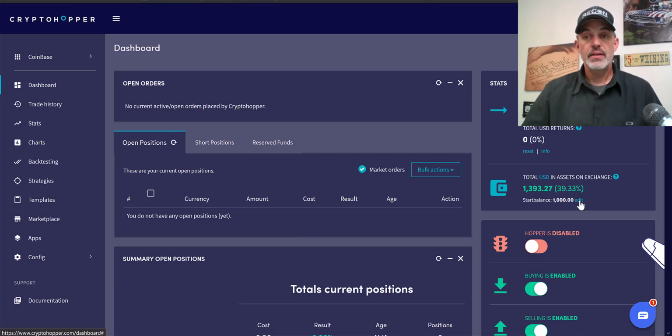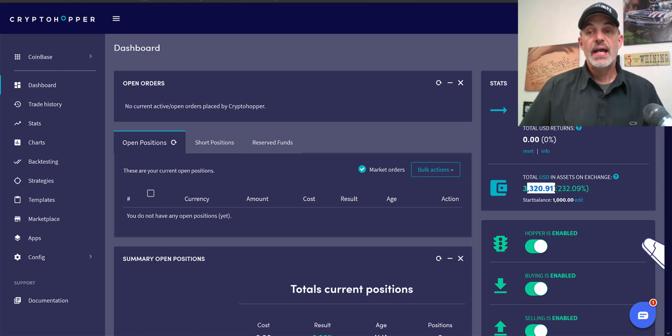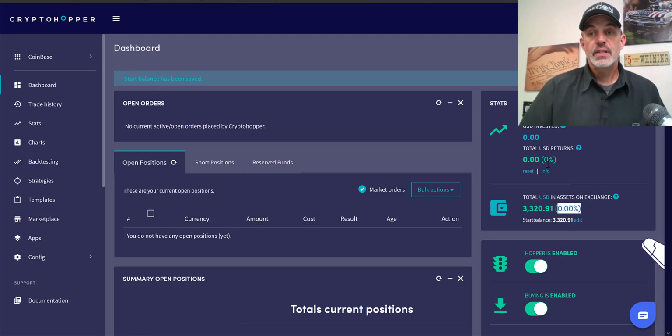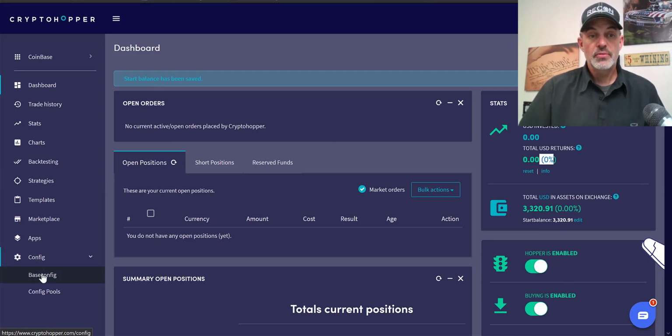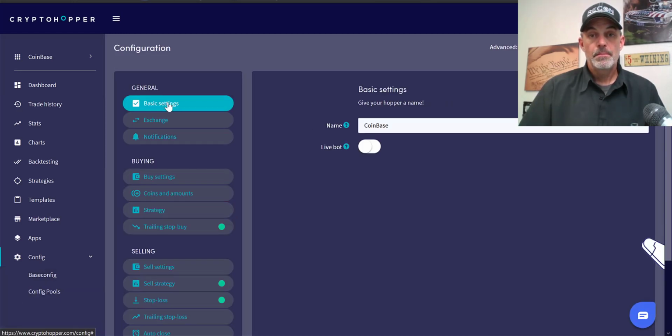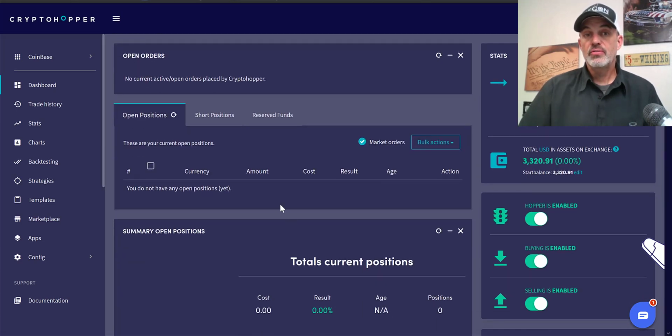And I'm going to edit the starting balance by enabling the hopper. This is actually the current balance I have on this particular Coinbase account. And so I'm going to edit that to match my starting balance, which will now show a completely zeroed out, even fresh start for this hopper to begin. And then the last thing I need to do is go over here to the config, base config, and under basic settings, make it a live bot. Go back to the dashboard. And so our hopper should be live and looking for signals.